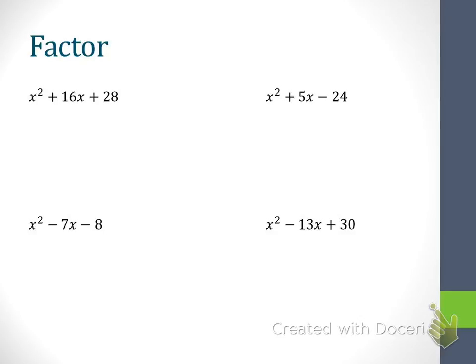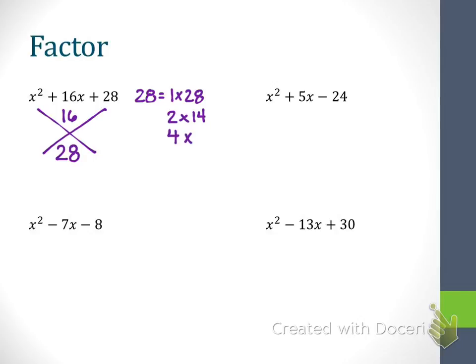So let's start out and let's make our x. What number goes up top? 16. 28 goes on bottom. So we're going to list the factors of 28. 1 times 28. 2 times 14. Nothing for 3. Nothing, or I'm sorry, 4 times 7. Nothing for 5. Nothing for 6. 7 we already did, 7 times 4, so I can stop there.